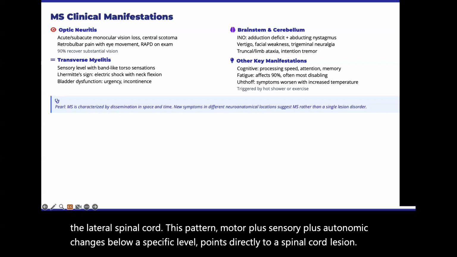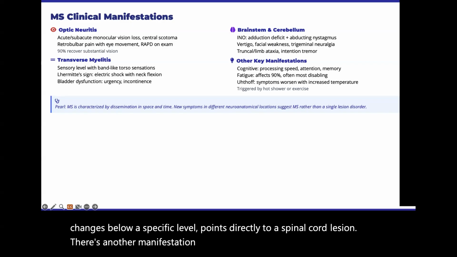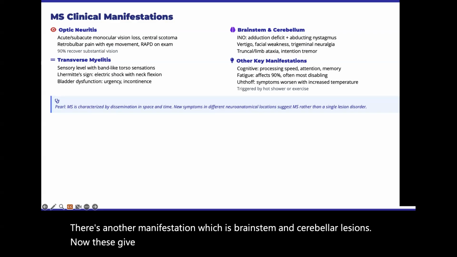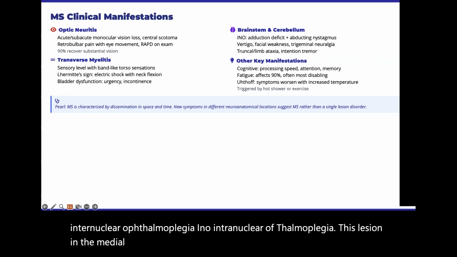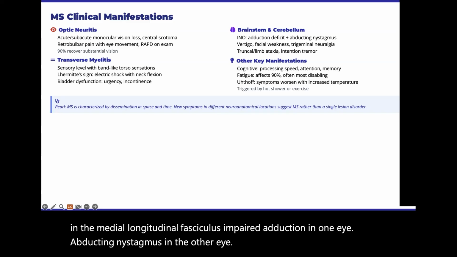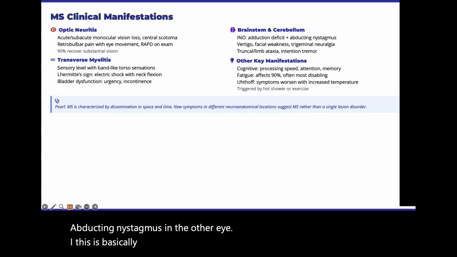There's another manifestation, which is brainstem and cerebellar lesions. Now, these give you extremely localizable findings. You will see here internuclear ophthalmoplegia, INO. This is a lesion in the medial longitudinal fasciculus, with impaired adduction in one eye and abducting nystagmus in the other eye. This is basically MS's signature brainstem symptom.